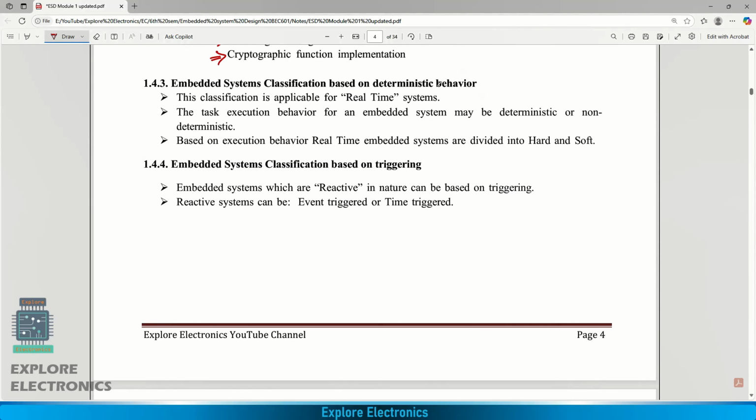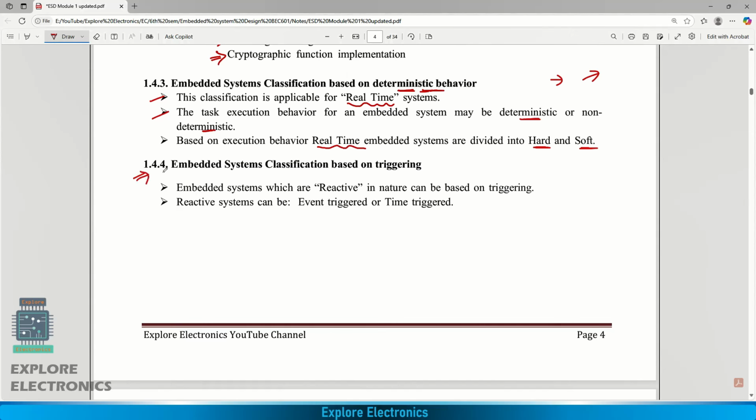Then comes classification based on deterministic behavior. Deterministic behavior in the sense that the time critical or task execution behavior will be determined or non-determined, whether it has a high critical time or not. This classification is applicable for real-time systems. It will be operating in real time. When something is triggered, when something happens, it should respond immediately in such cases. So the task execution behavior of this system will be deterministic or non-deterministic. Based on the execution behavior, real-time embedded systems are divided into hard systems or soft systems.